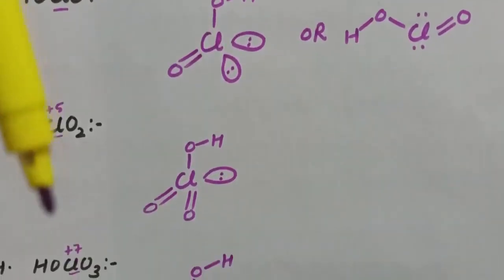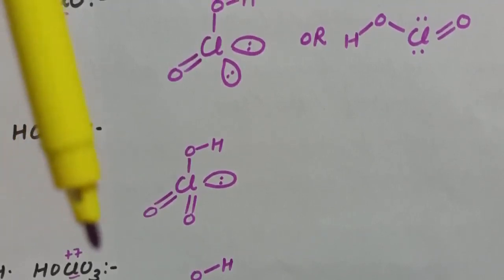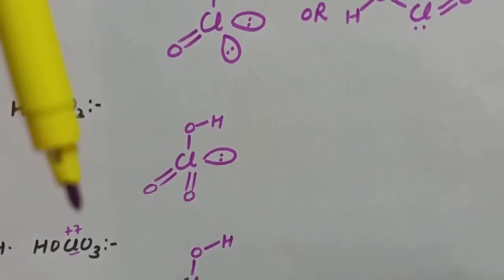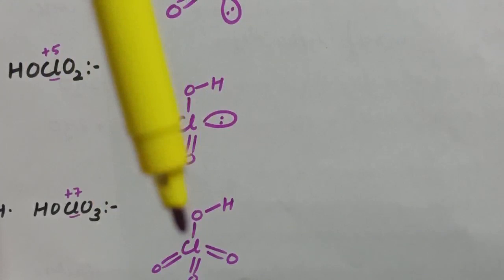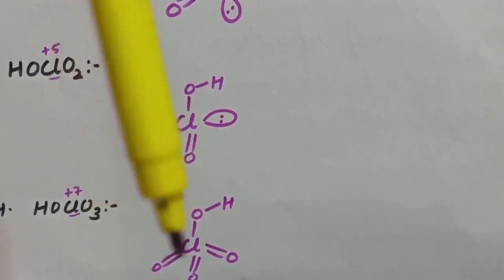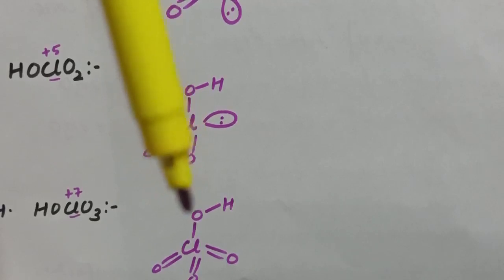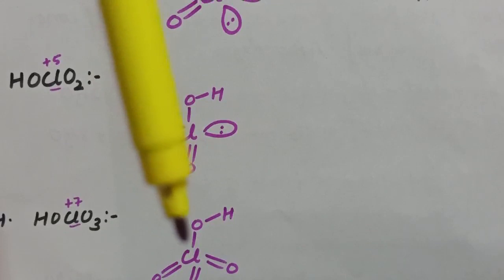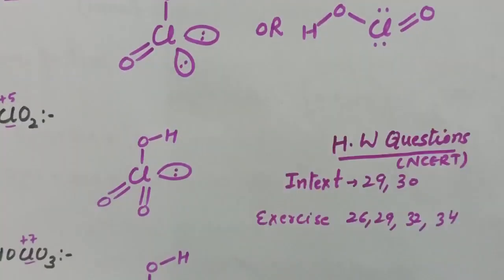Next oxoacid of chlorine is HOClO3, or you can say HClO4. Here the oxidation number of chlorine is +7 and the structure of HClO4 is that 3 chlorine-oxygen double bonds are present and 1 OH bond is present in this structure, and no lone pair is present on chlorine. So these are the oxoacids of chlorine.